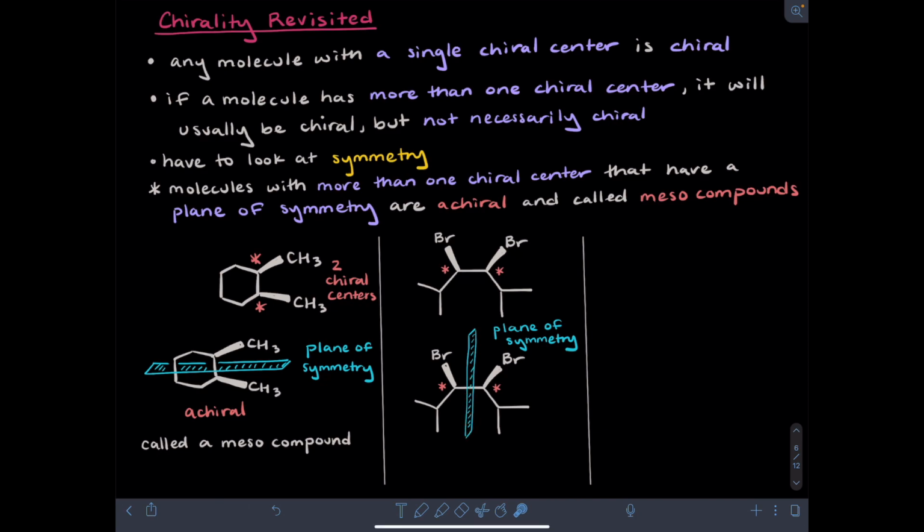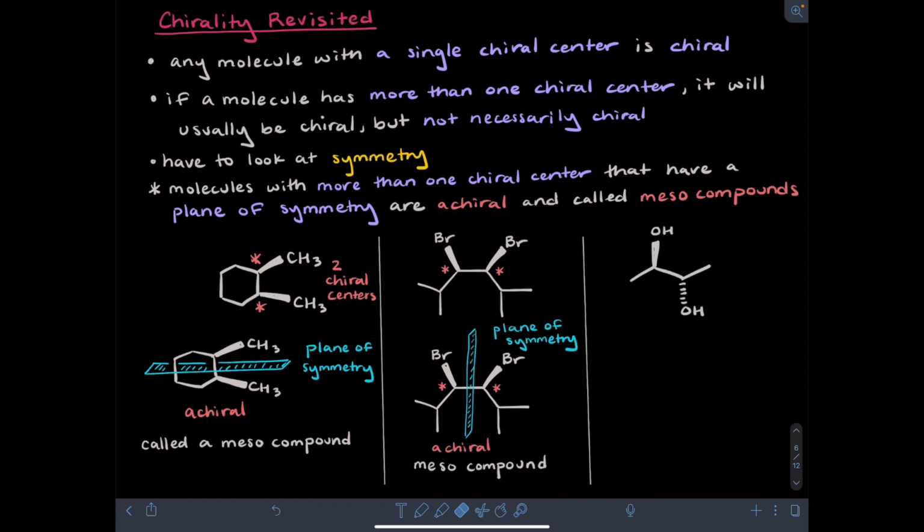Again, this plane of symmetry means that the left side of the molecule looks like a mirror image of the right side of the molecule. Because I have a molecule containing 2 chiral centers and a plane of symmetry, this molecule is achiral, and we would call it another meso compound.